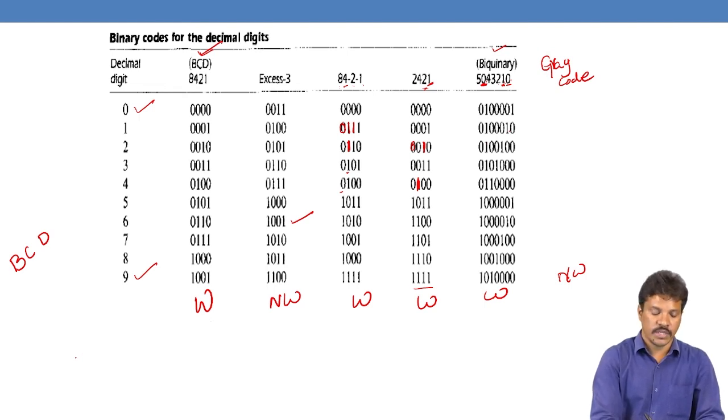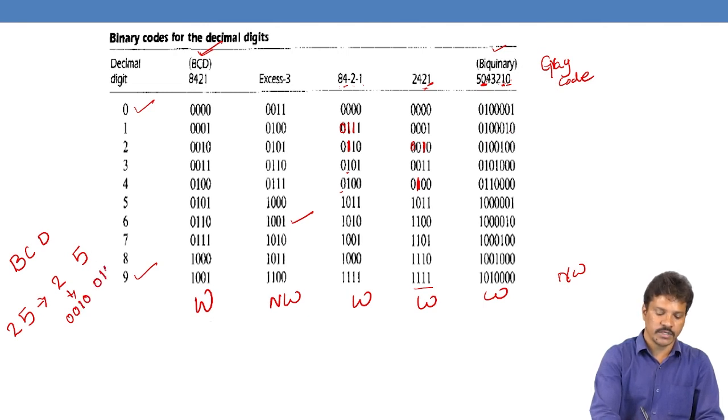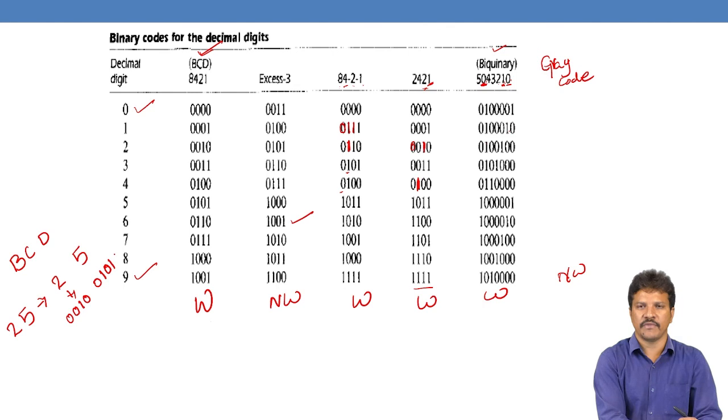So in this case, when we represent 25 in BCD, we can call it as 2 and 5. 2 can be represented with 0, 0, 1, 0, and 5 can be represented with 0, 1, 0, 1 based on 8421 code. So this kind of information transfer is associated with this 25.